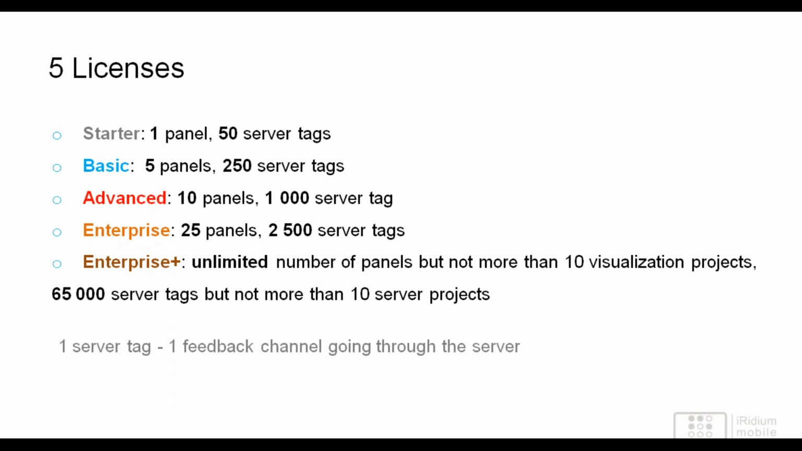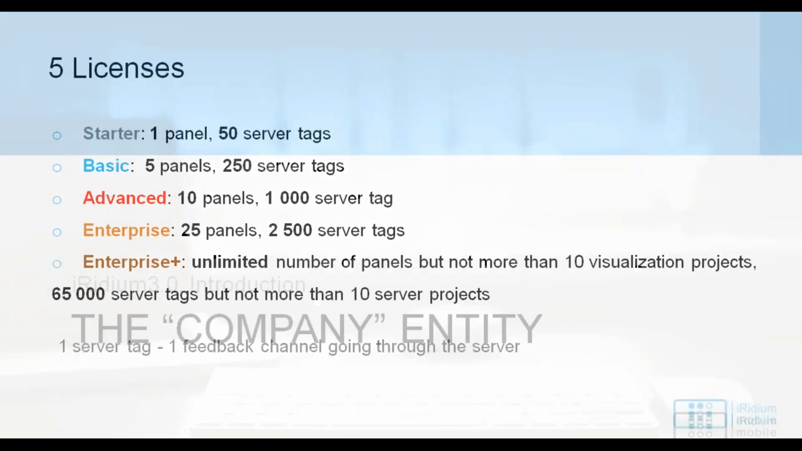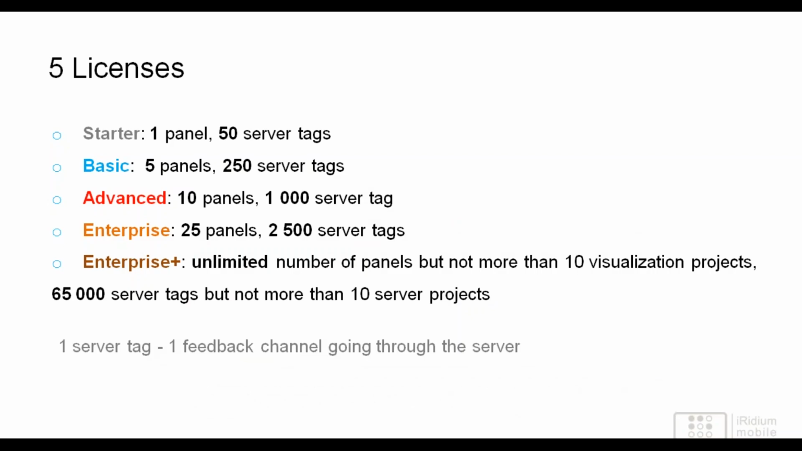Actually, we've made synthetic tests here in our office which proved that the iRidium server can support up to 65,000 server tags and can work with them. But you can create no more than 10 server projects. So what does it mean? Inside your smart building, for example, there could be different server projects, but only up to 10. As well as for unique visualization projects.